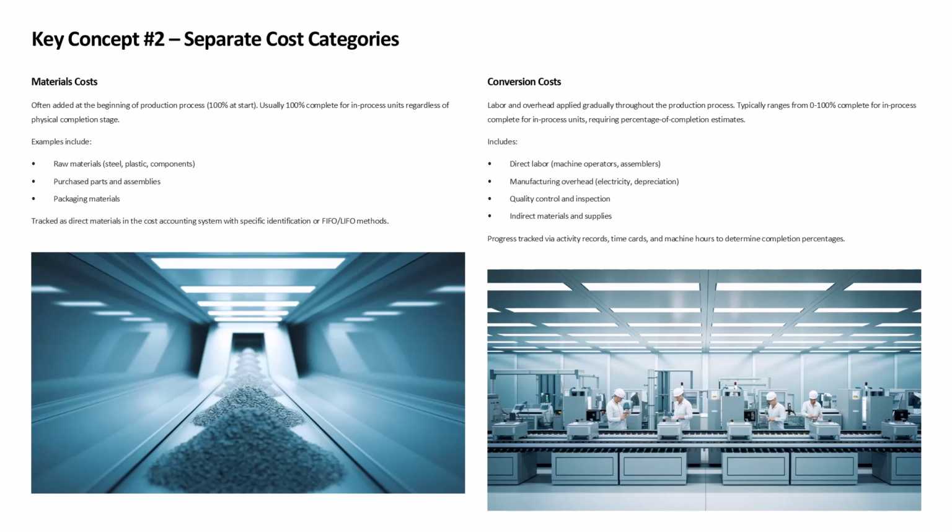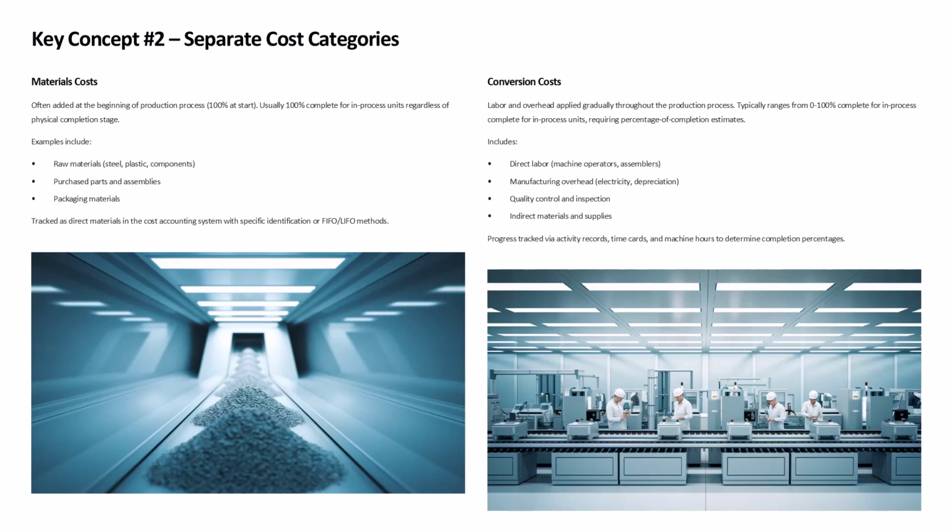Each department tracks materials and conversion separately because they usually have different completion percentages for in-process units. Picture a cosmetics producer like L'Oreal, where raw ingredients might be 100% added in the mixing department, while the packaging department conversion work is only 60% complete. This separation creates more accurate equivalent unit calculations, particularly for ending work in process inventory.